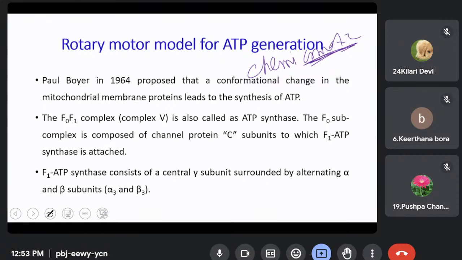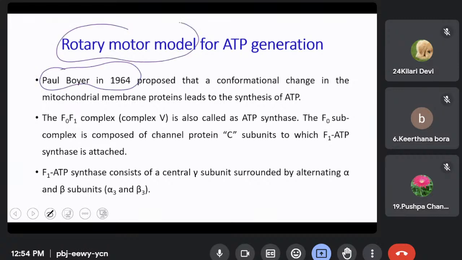What happens then? Water is transported, osmosis takes place. Here also there is a concentration of protons on one side. Hence this is called chemiosmotic. And to explain how this chemiosmosis, or proton translocation, is involved in the phosphorylation of ADP to produce ATP, Paul Boyer in 1964 proposed the rotatory model for ATP generation.